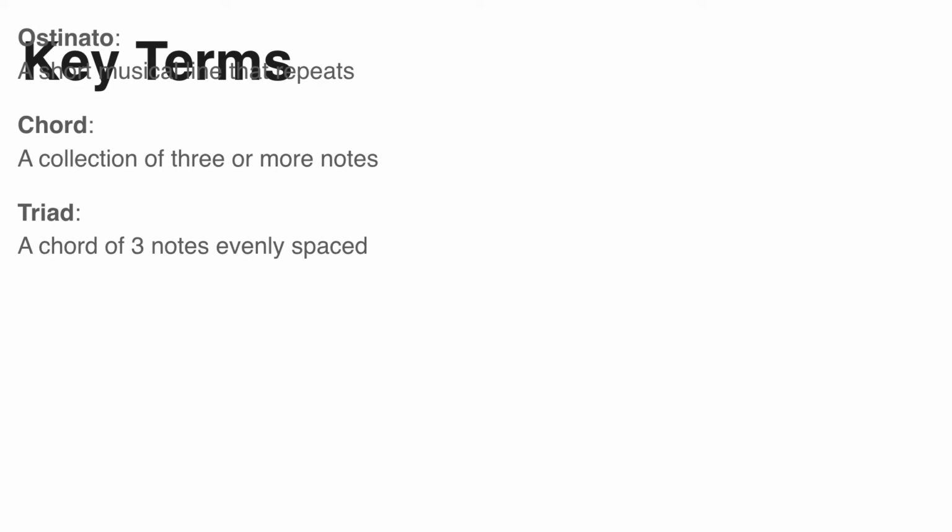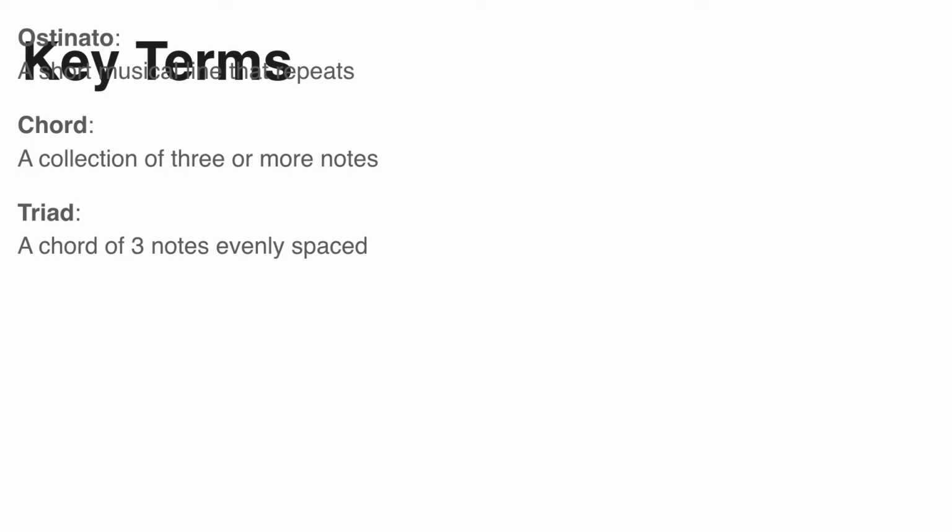An ostinato, a short musical line that repeats, is really familiar to you now. I think you all can define that term off the top of your head. Just boom, right away. Ostinato, short musical line that repeats. A chord, like playing guitar, is a collection of three or more notes.